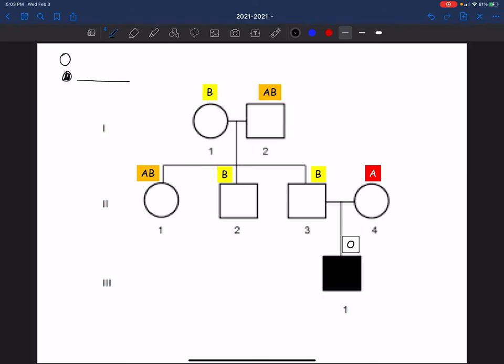is going to be blood type O. And the dominant is going to be any blood type that's not O. So A, B, and AB. So a little bit of review again before we get started.